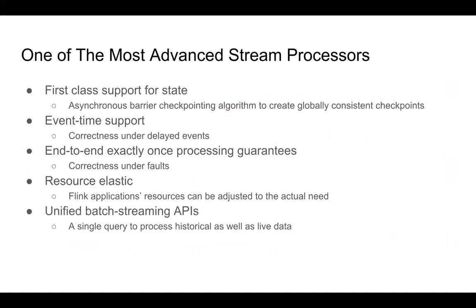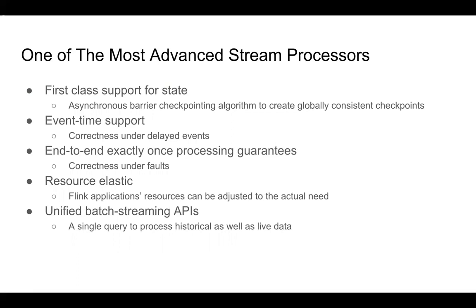So what are the ingredients, or the secret sauce, of Flink, which makes it one of the most advanced stream processors out there? Independent of the actual stream processing engine you're using, almost all real-world use cases require you to do stateful computations. So Flink has first-class support for state, using the asynchronous barrier checkpointing algorithm to create globally consistent checkpoints in order to recover from failures, as well as to support resuming a job at a later point in time, for example. When dealing with real-time data, the data usually arrives out of order at your system. So in order to produce correct results, Flink has event time support, which exactly gets the unorderedness out of the stream.